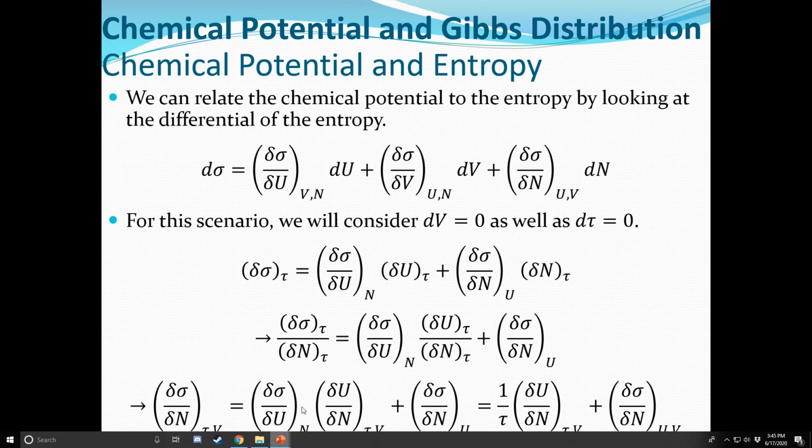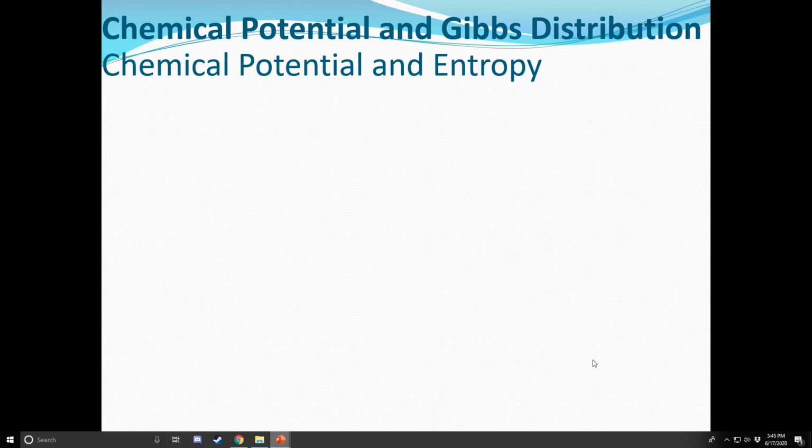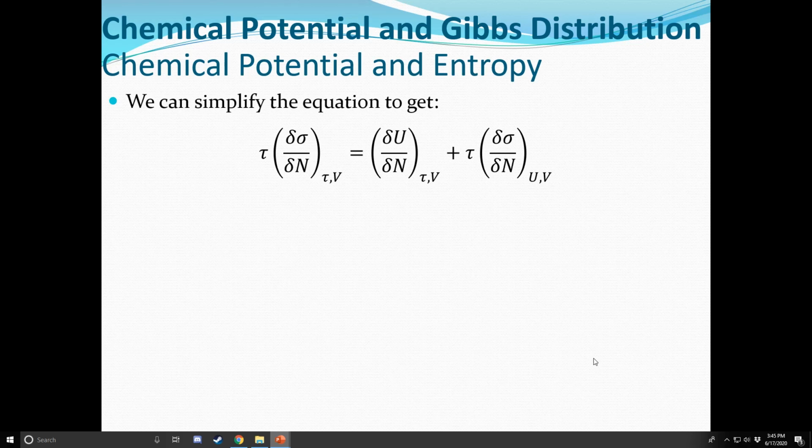We can simplify this change in the entropy term as 1 over tau. And now we have this. I know it's a little hard to see. I apologize. Now we can multiply the whole thing by tau so that we get rid of that 1 over tau part. So this ends up being our simplified entropy equation.